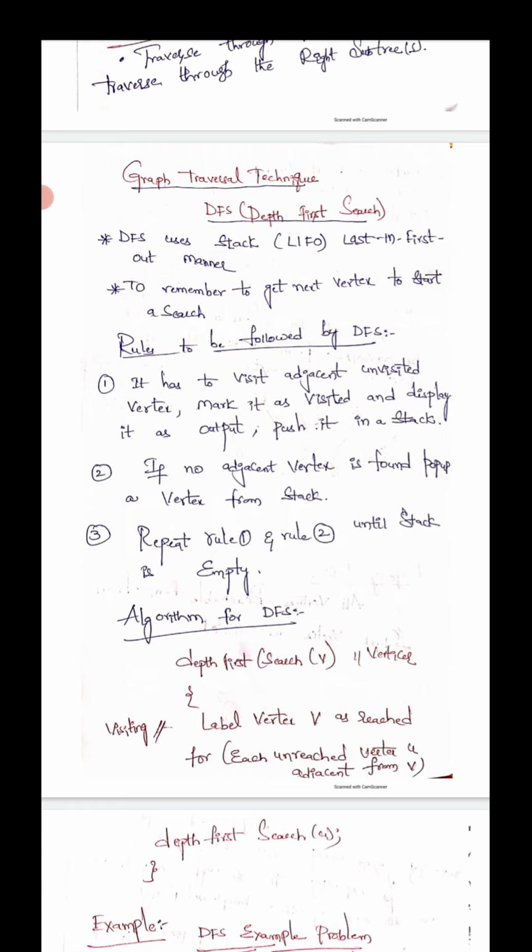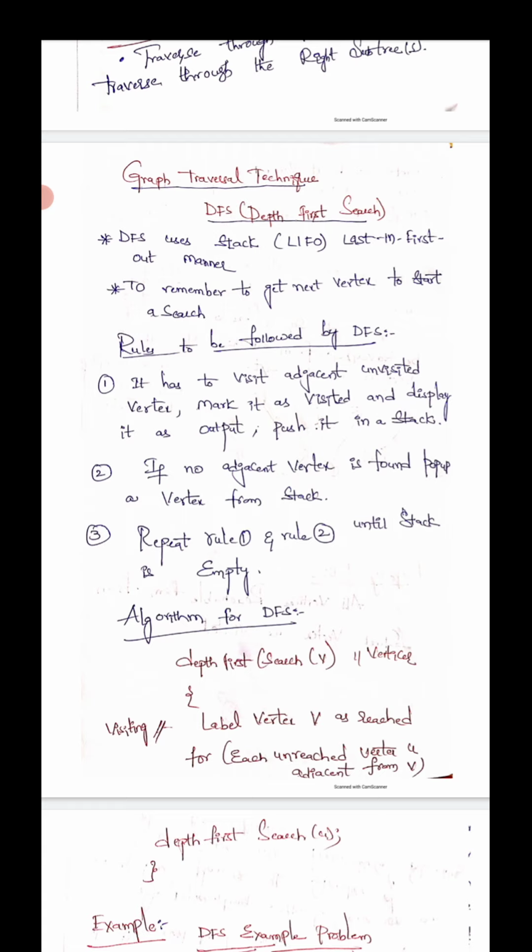If no adjacent vertex is found, you must pop, in the sense delete a vertex from the stack itself. And coming to the third rule, repeat rule 1 and rule 2 until the stack is empty. Until the stack becomes empty, we have to repeat rule 1 and rule 2.